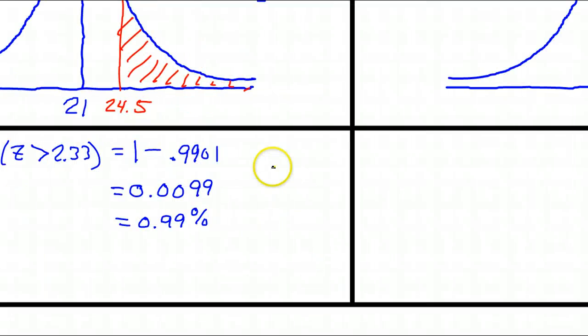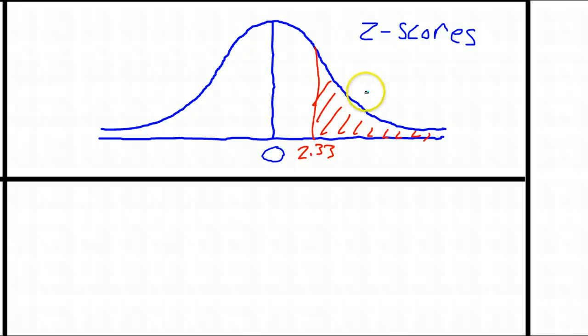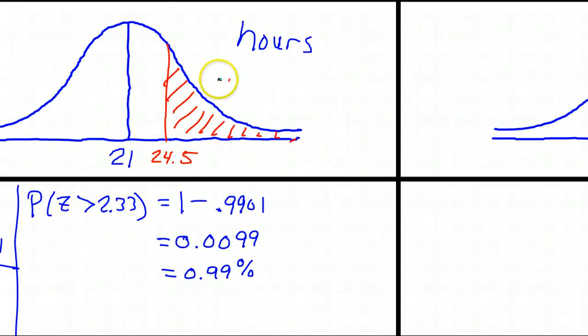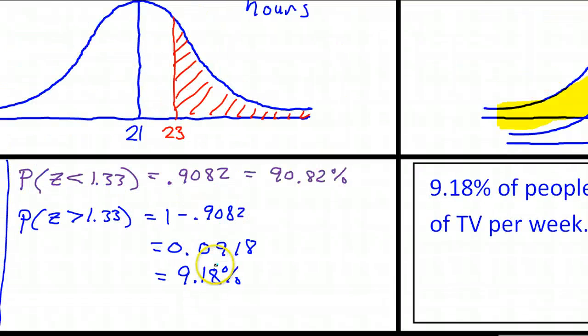So let's put that in the picture. I feel like I was forgetting to do this before. So that means we were just doing z-scores, so I should start over here. So that's 0.99% of the values are over here, which also means that 0.99% of the values are over here. I feel like I forgot to put those percentages on the previous problems. Did I?